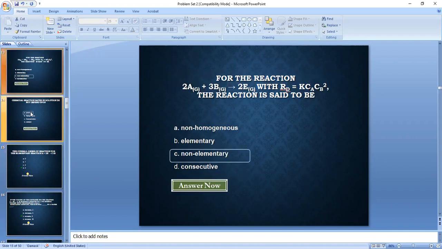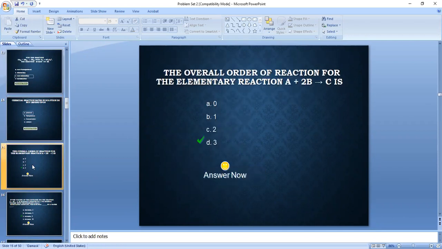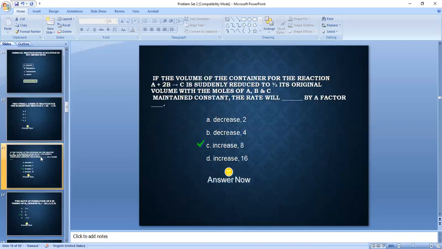So let me go to this one. 15. The overall order of reaction for this elementary reaction is third order. All you have to do is add the coefficients of the reacting species. So that gives you the order of the reaction, total overall order, that is. But with respect to A, it's first order. With respect to B, it's second order.